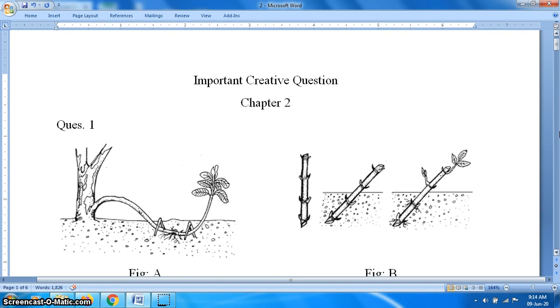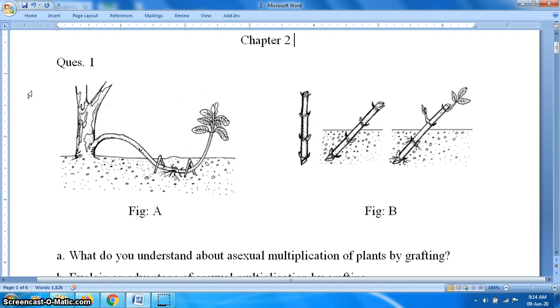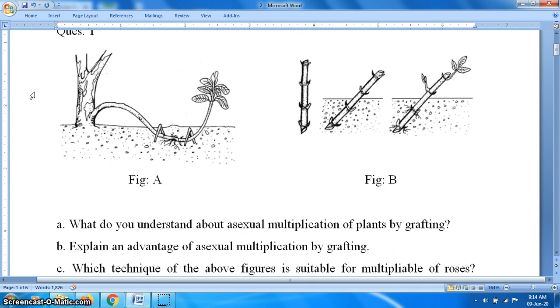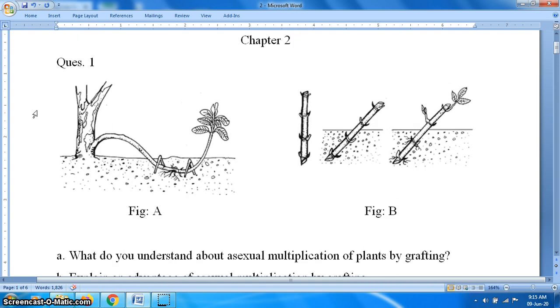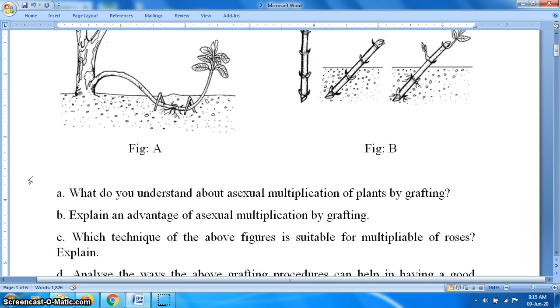Today I am going to discuss some important creative questions on chapter 2. So let's start. Question 1. Look at these two figures, figure A and figure B, and try to understand the questions.